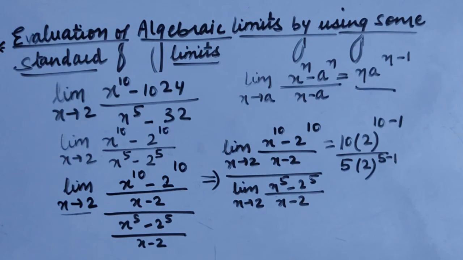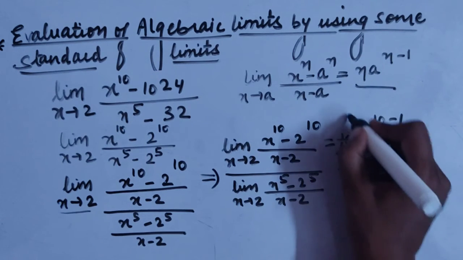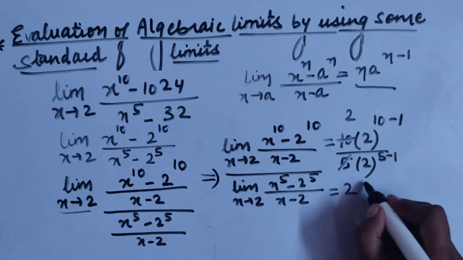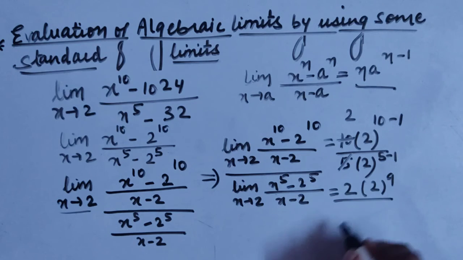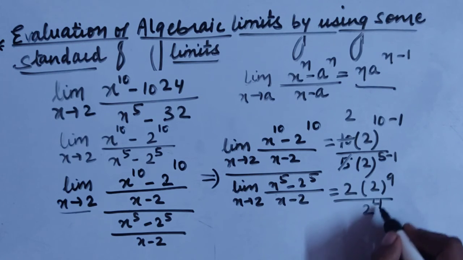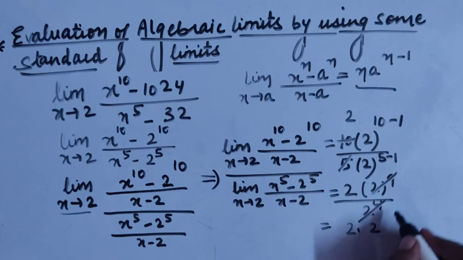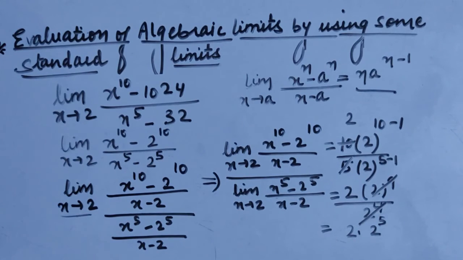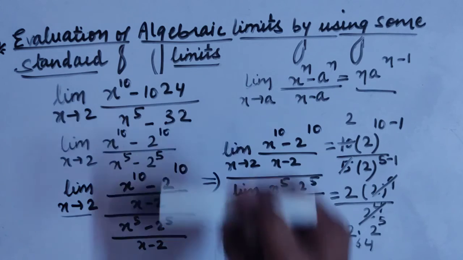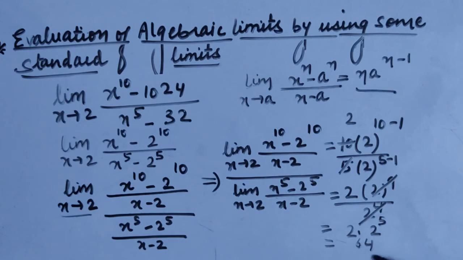You will get exactly the same result, no? So when you solve it, what will you get? 2 into 2 raised to the power 9 upon 2 raised to the power 4. When you solve it, what will you get finally? You will get 2 into 2 raised to the power 5. 2 raised to the power 5 is 32. 32 into 2, you will get 64. So after evaluating the limits by using the standard limit, we are getting the answer 64. So I hope this question will be clear to you people.